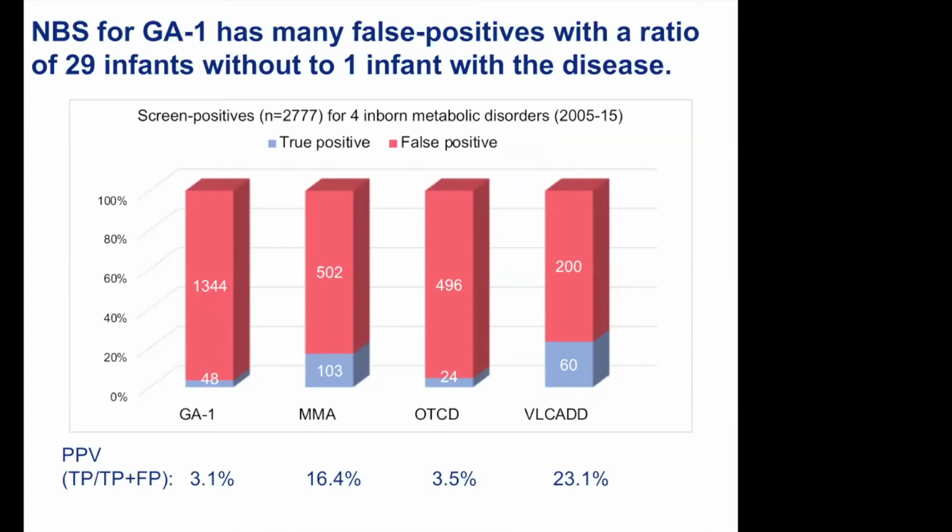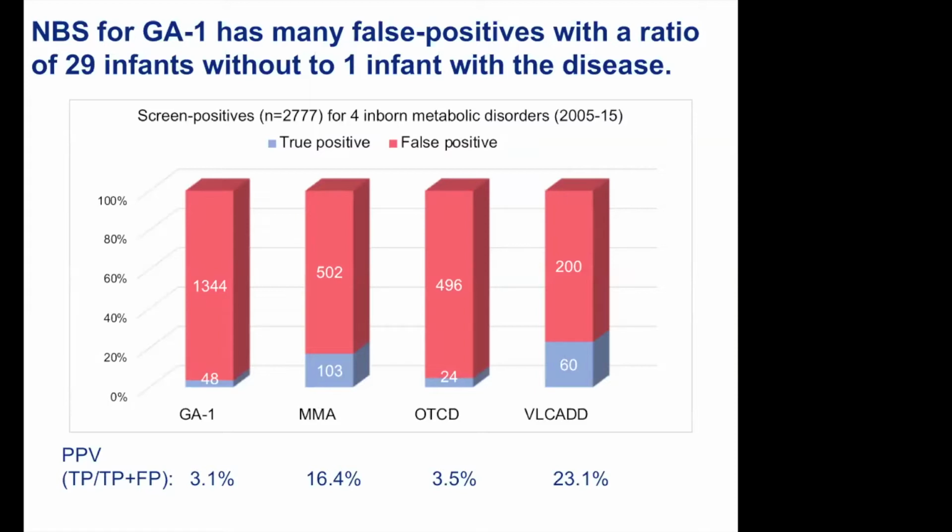A major challenge in newborn screening are false positive screens. And here is an example given for four disorders, where you see the proportion between true positives and false positives. These data were collected over a period of 10 years in the California newborn screening program.